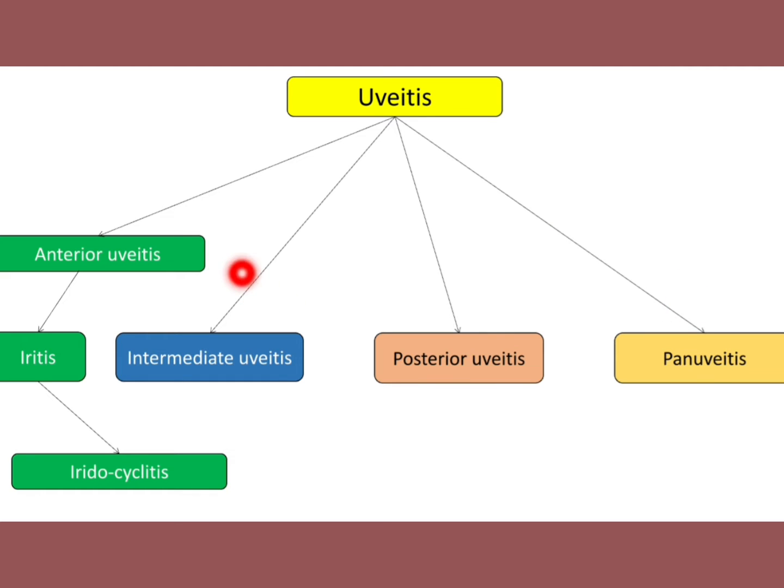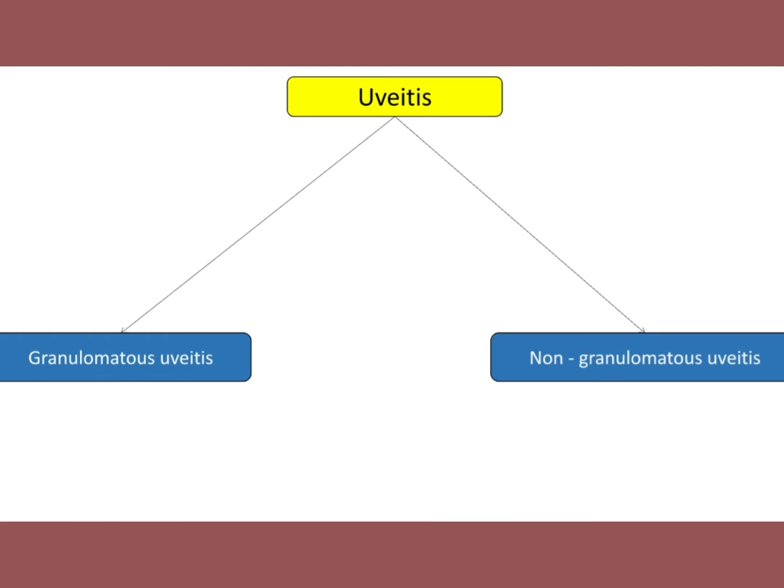Anterior uveitis types are iritis and iridocyclitis. Iritis means inflammation of the iris. Iridocyclitis means inflammation of the iris as well as inflammation of the ciliary body. The ciliary body has two parts, right? Pars plicata and pars plana. Inflammation of the pars plicata is under anterior uveitis. Inflammation of the pars plana is under intermediate uveitis.